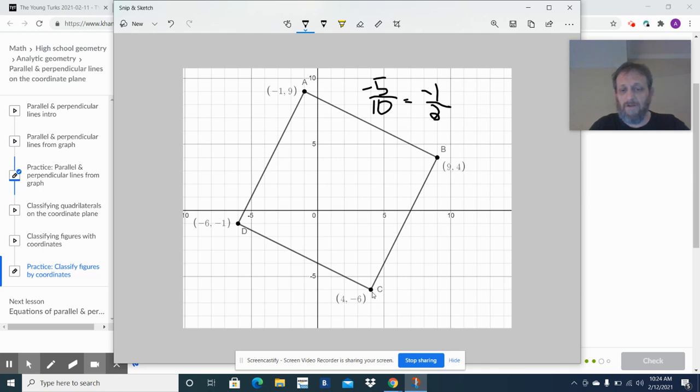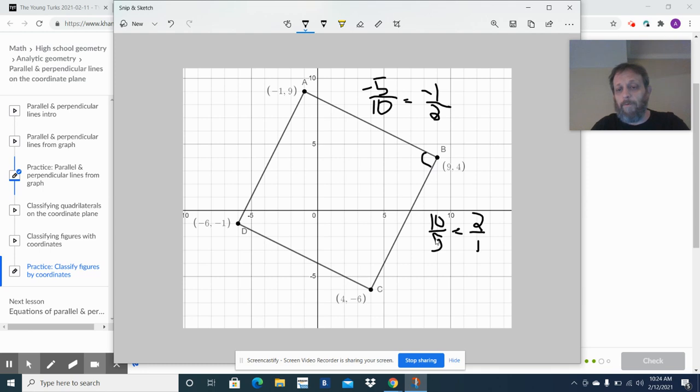Now here, we're going from -6 to 4, so that's a change of positive 10. And we're going from 4 to 9, that's a change of 5. Now that's really important, okay? This does reduce to positive 2 over 1. So we have absolutely proven this is a right angle.